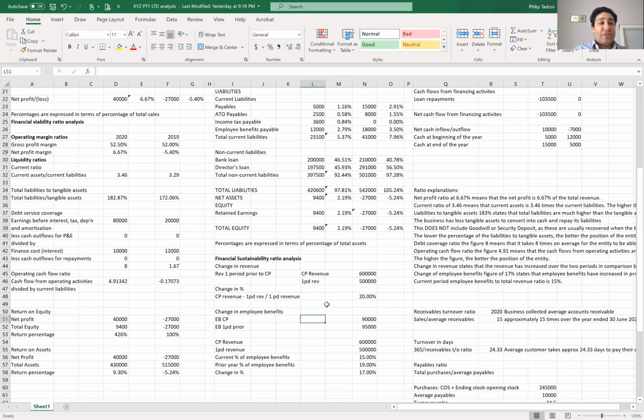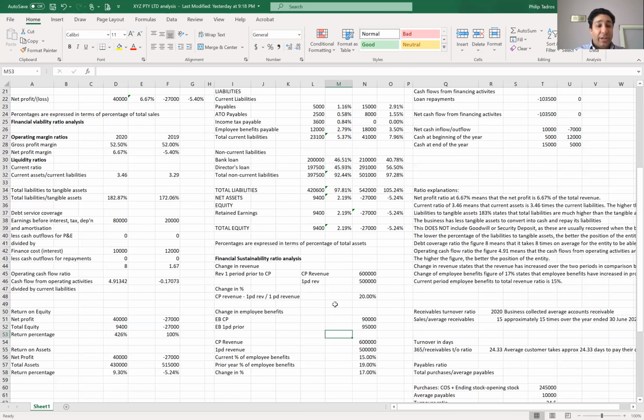Now we look at employee benefits. Employee benefits are a vital aspect in the business because employees are your short to long-term investments in the business. You want to train up your employees in order to do things quicker and more accurately for your business. And that's why we have this change in employee benefits ratio to work out. So employee benefits in the current period, 90,000. In the prior period, $95,000.